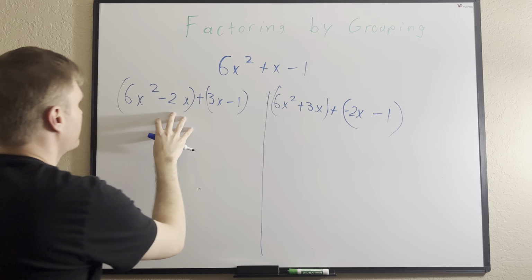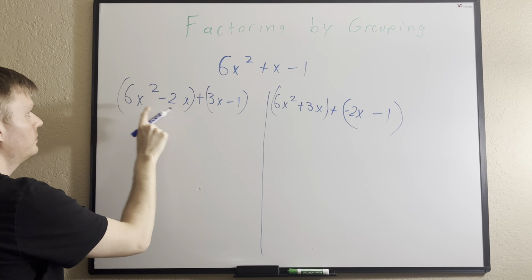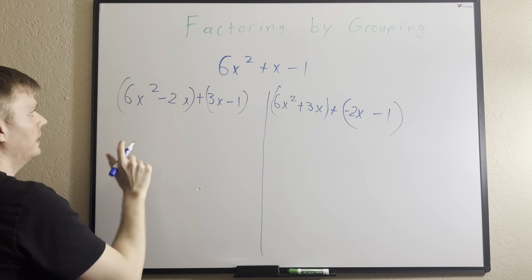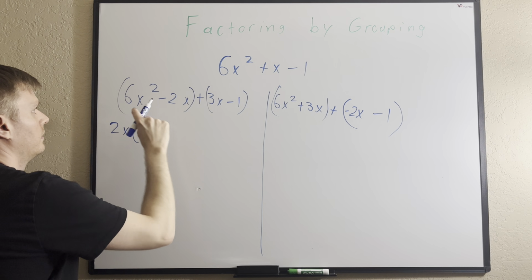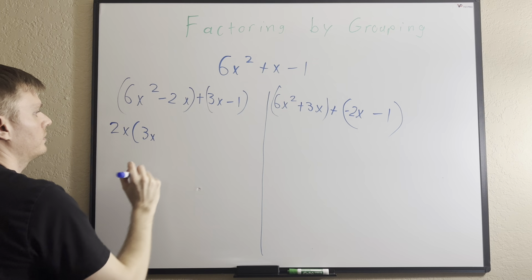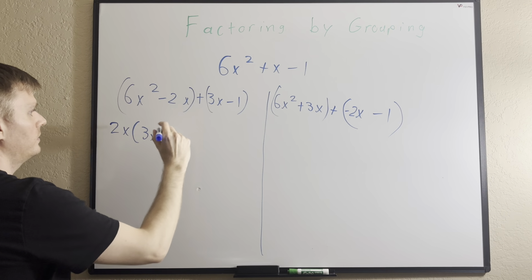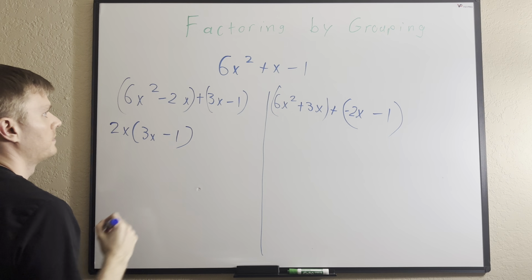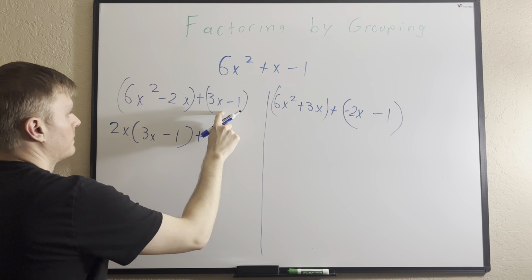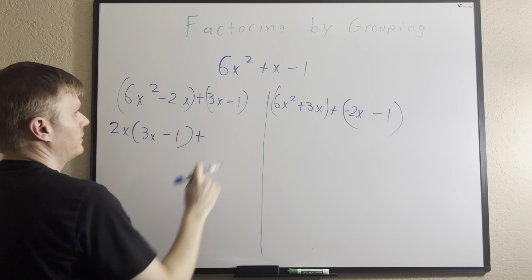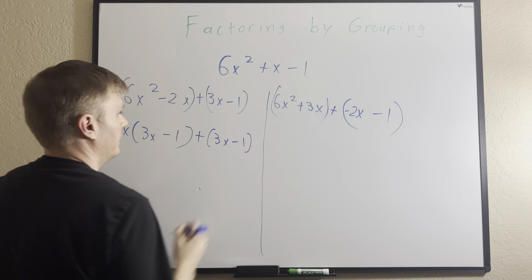Let's do this one first. Greatest common factor here can be divided by 2, both of these. And there's an x in common, so 2x. 6x squared divided by 2x is 3x. Negative 2x divided by 2x is just negative 1. There is no greatest common factor there. It's just 3x minus 1. That was easy.